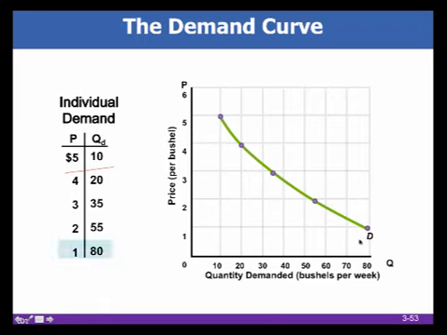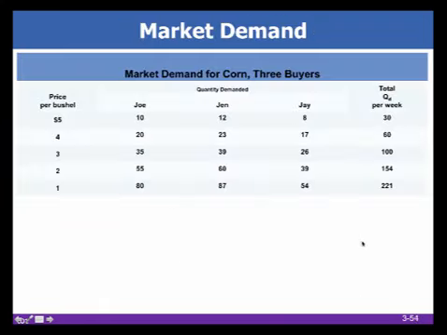Now, for our market demand, so that was an individual's demand curve. For our market demand, here we've got the members of our market, Joe, Jen, and Jay. And we're talking about 3 buyers making up our market, and this is the market for corn. So when corn costs $5 per bushel, Joe will buy 10, Jen will buy 12, and Jay will buy 8. Now what that means is that at $5, a total of 30 will be purchased.